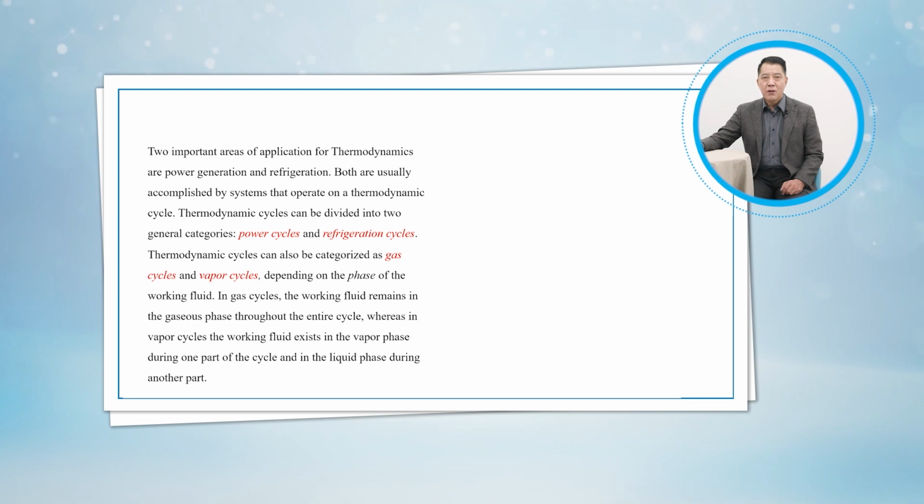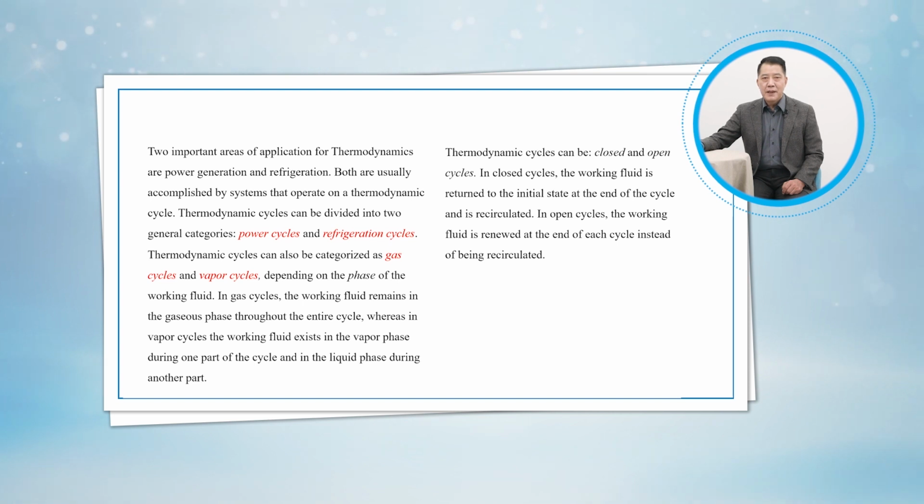Thermodynamic cycles can also be categorized as gas cycles and vapor cycles, depending on the phase of the working fluid. In gas cycles, the working fluid remains in the gaseous phase throughout the entire cycle, whereas in vapor cycles, the working fluid exists in the vapor phase during one part of the cycle and in the liquid phase during another part. Thermodynamic cycles can be closed and open cycles.